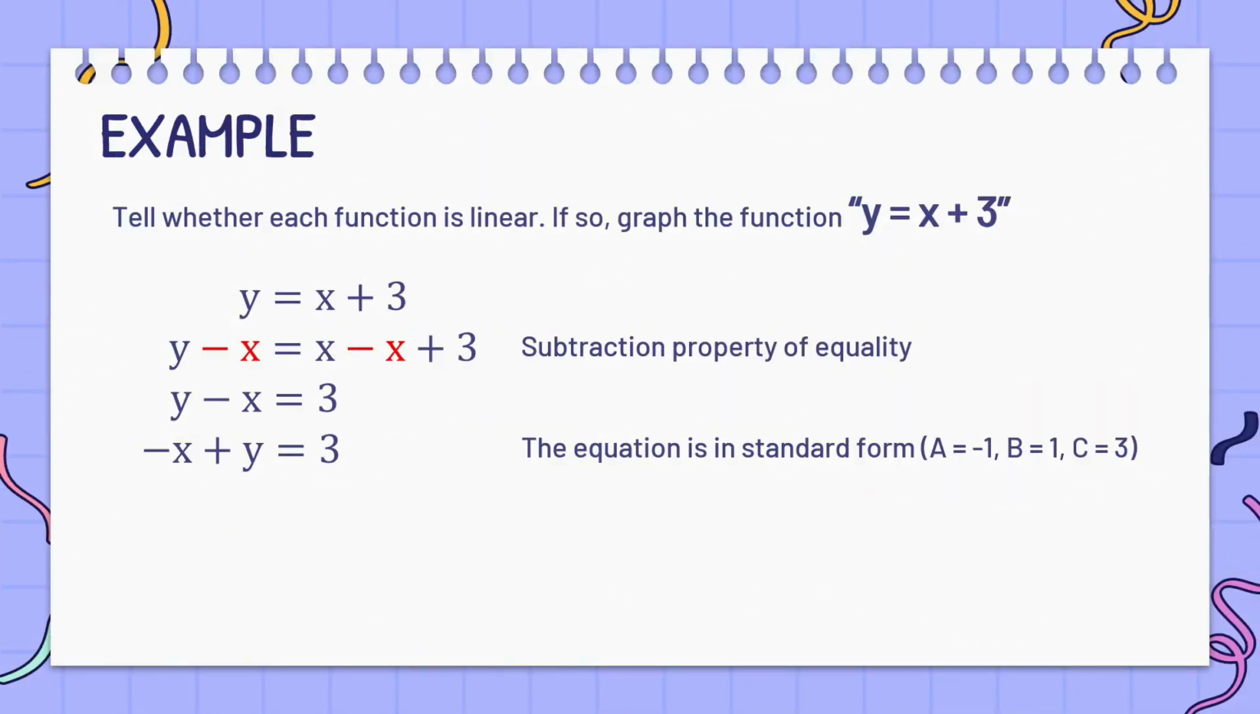Let's see an example. Tell whether each function is linear. If so, graph the function y = x + 3. We can subtract x from both sides, and then y - x = x - x + 3. Then y - x = 3 because x - x is 0 and 0 + 3 is 3. And then -x + y = 3. The equation is in standard form where a = -1, b = 1, c = 3.